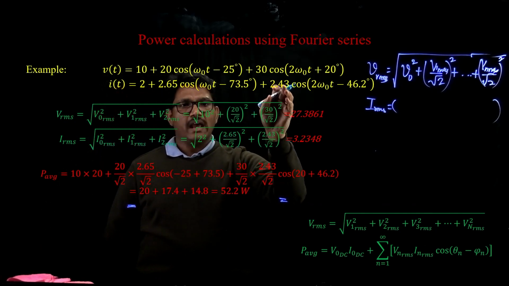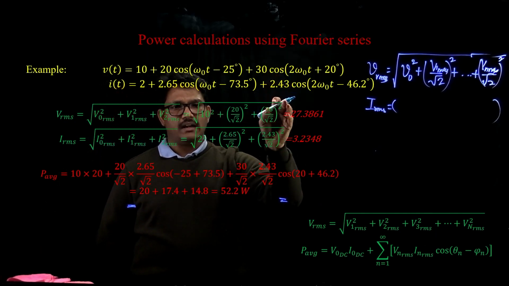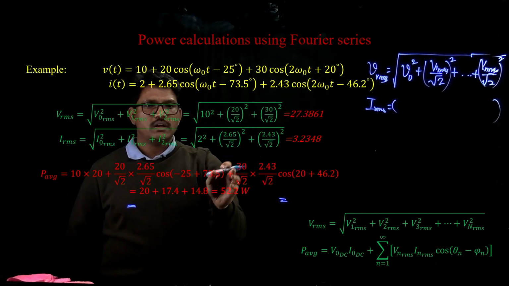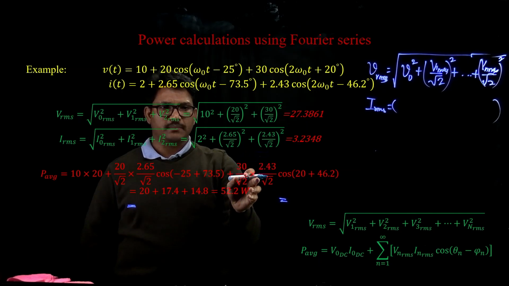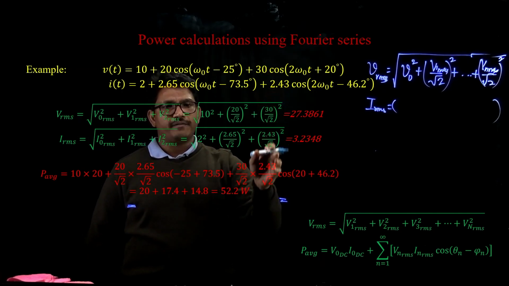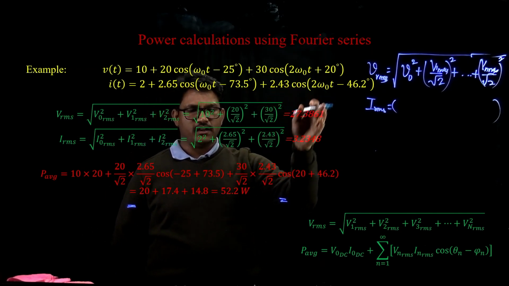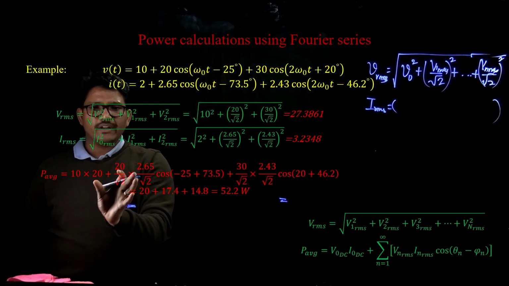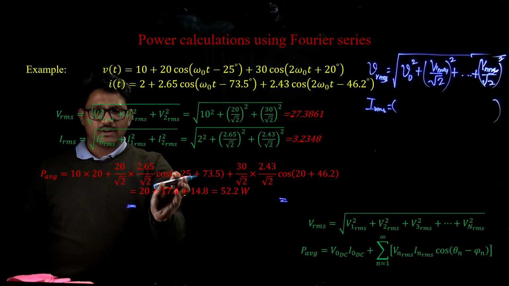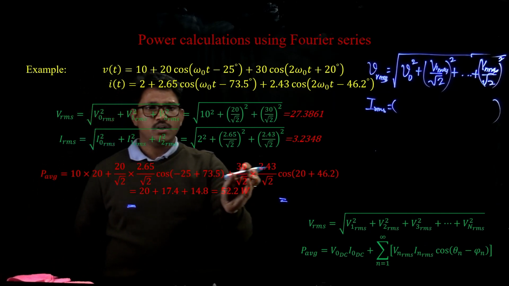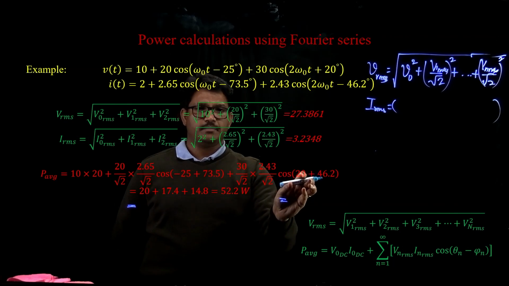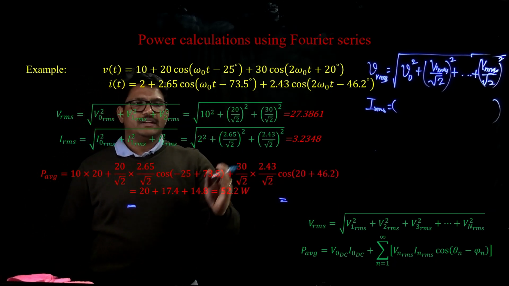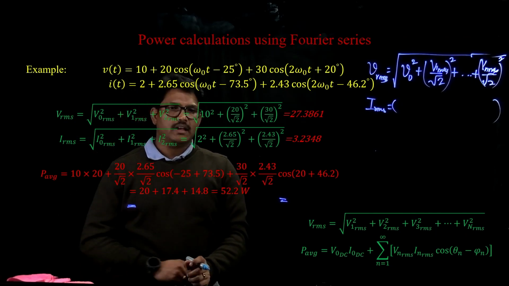And again, we have the next voltage and current expressions. The voltage RMS is 30 by root 2, and the current RMS is 2.43 by root 2, and the power factor is obtained from the phase angle difference between these two, which we substitute. So V0 I0, plus V1 RMS I1 RMS multiplied by the power factor, plus V2 RMS I2 RMS multiplied by the power factor, will give us the average value of the power. We can simplify and calculate that average power here.